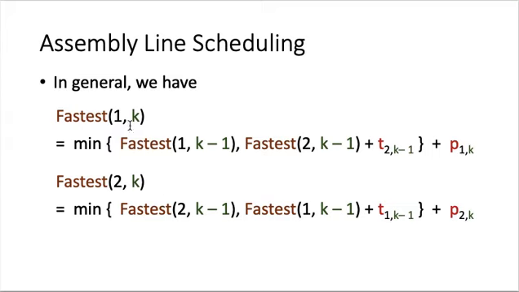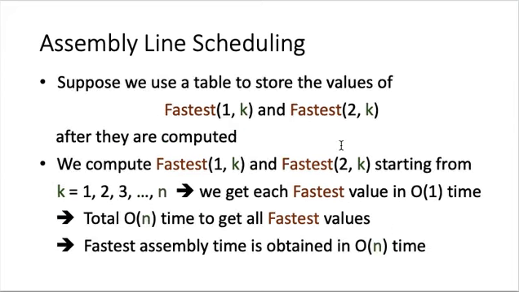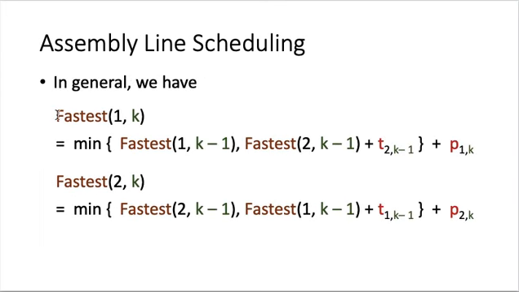Because the value of fastest 1K just depends on the K minus 1 part. So if we compute in this order, then we can get each fastest value in constant time. Because by the time we want to compute fastest of 1K, this value is already stored. We can get it in constant time. This value is already stored. We can get the value in constant time. This is an input value, so we can get the sum in constant time, compare the minimum in constant time, add another input value here in constant time, so everything can be done in constant time.